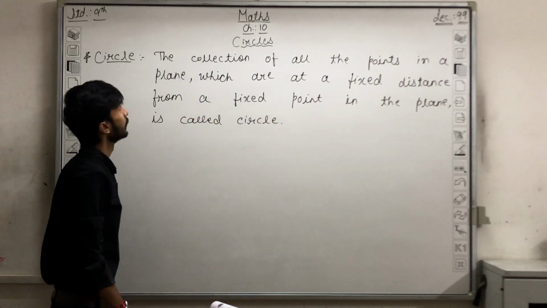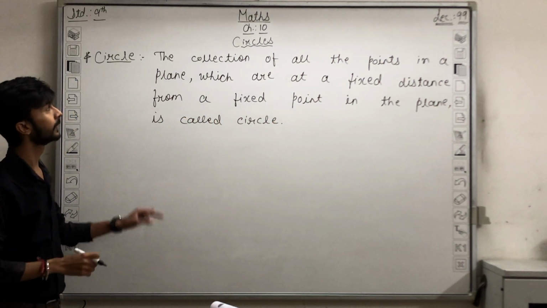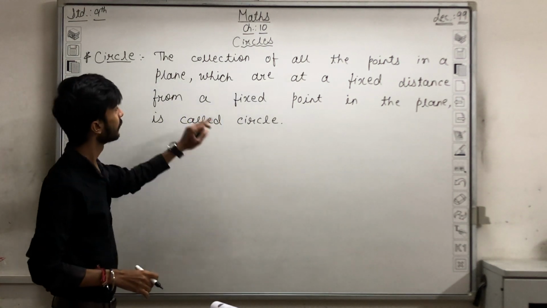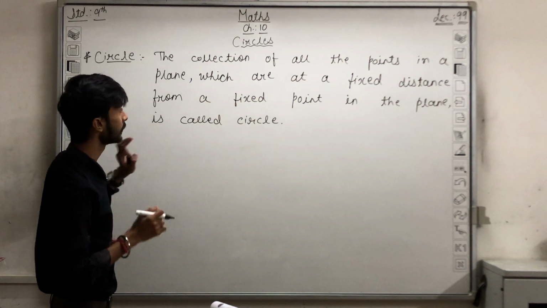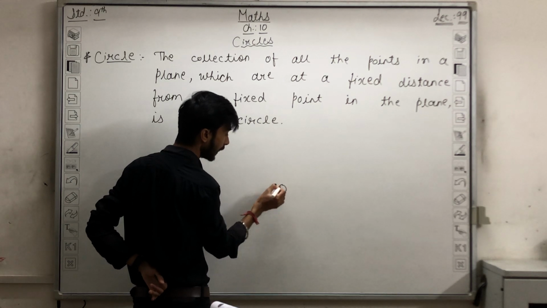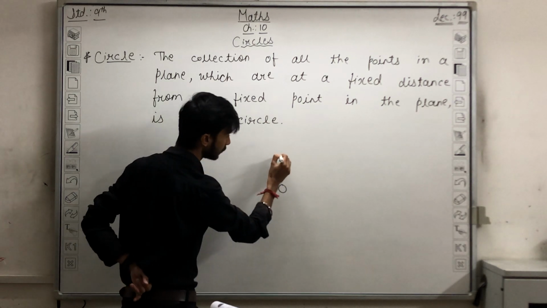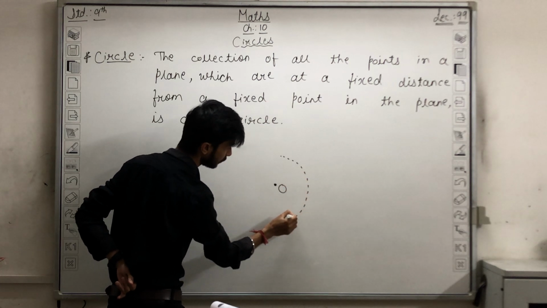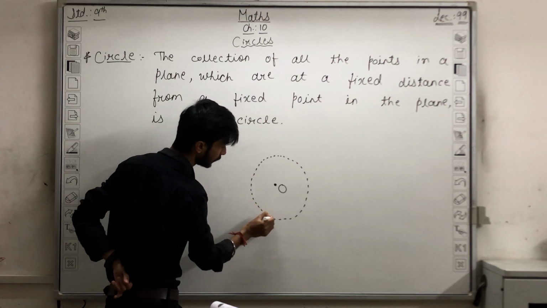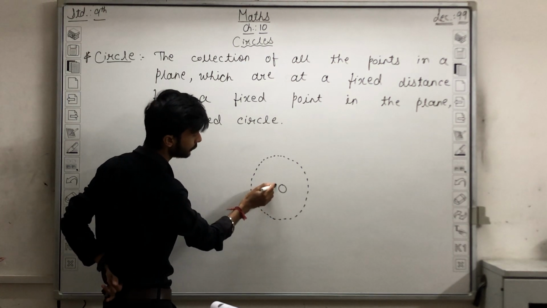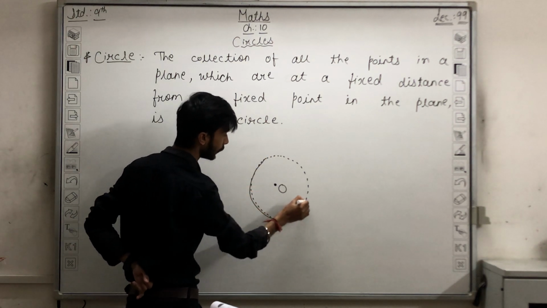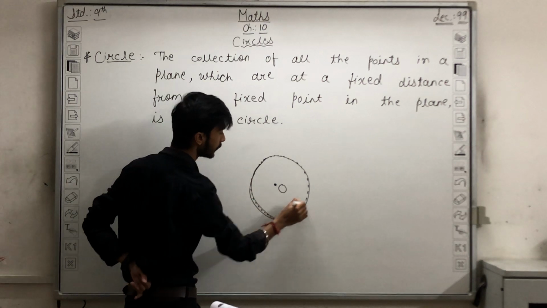Okay, see, the collection of all the points in a plane. Suppose this is a plane in 2 dimensions, which are at a fixed distance from a fixed point. Suppose the fixed point is O and from O there are such points with equal distance from this fixed point O. So the collection of all these points is called a circle.